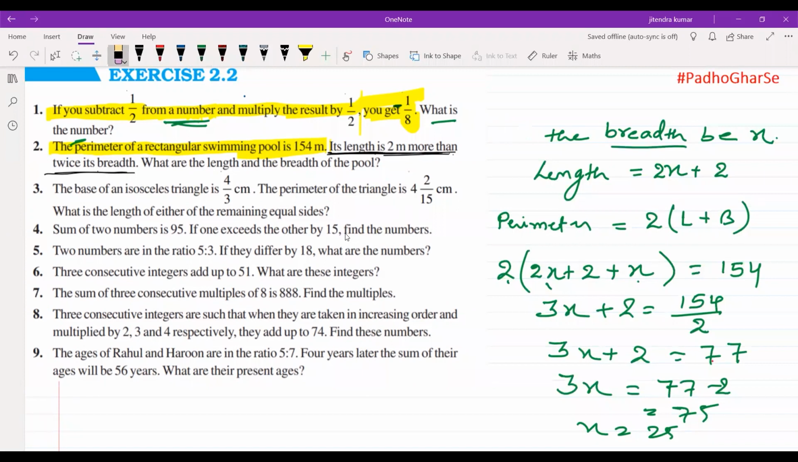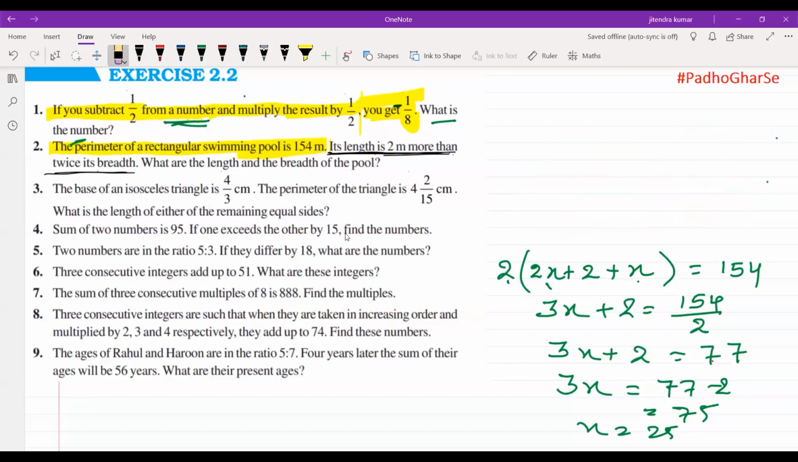Length is 52 meter. Length is 2x plus 2. So just put the value of x here in this length, which is equal to 2x plus 2. So this will be equal to 52, right? Yes, 52. Correct. Okay, so it is done.